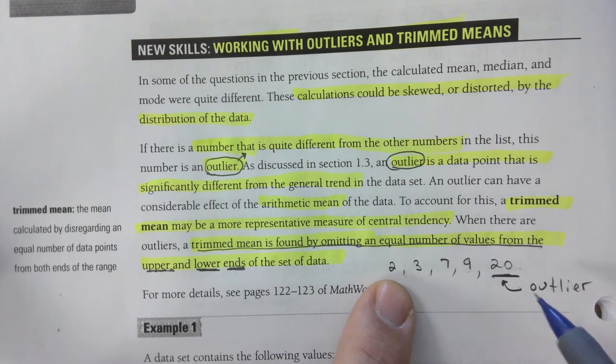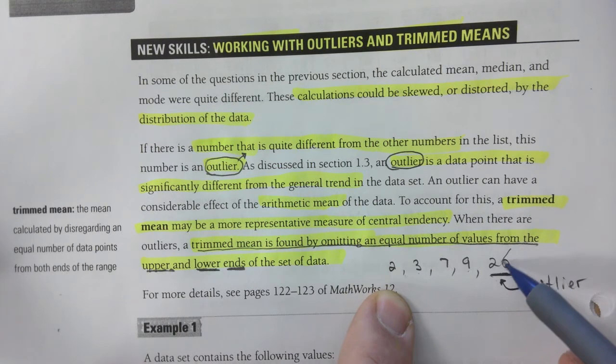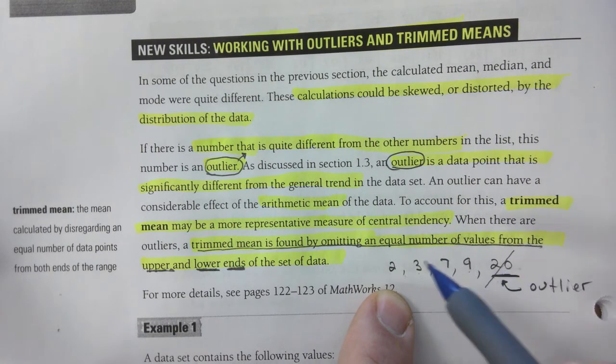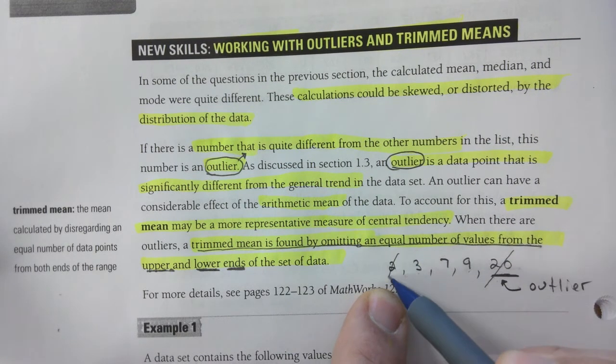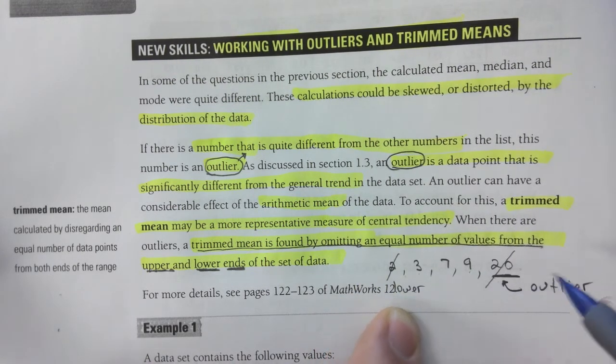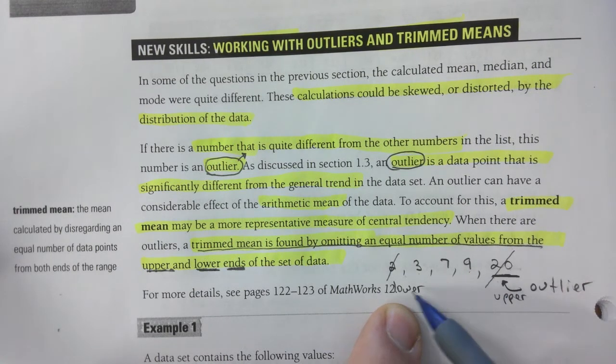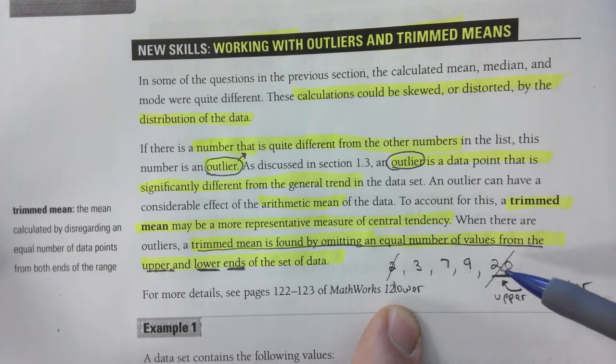What we do in that case is we don't want to include that in our calculation. We trim one from the upper end. Therefore, you also need to trim one on the lower end. So this is the lower end, and this is the upper. That's what they mean by that. If you have an outlier, and by the way, you could have more than one outlier.